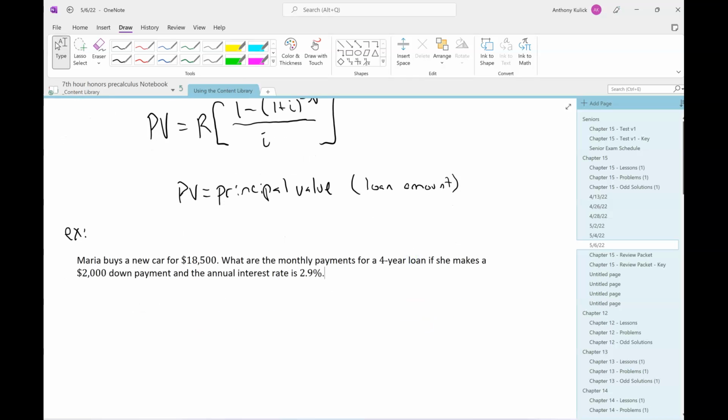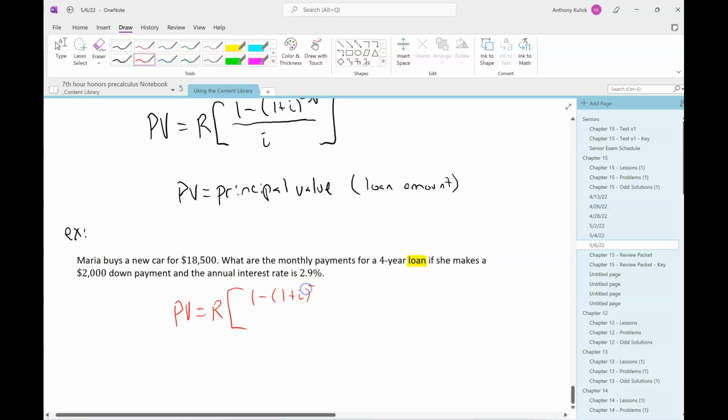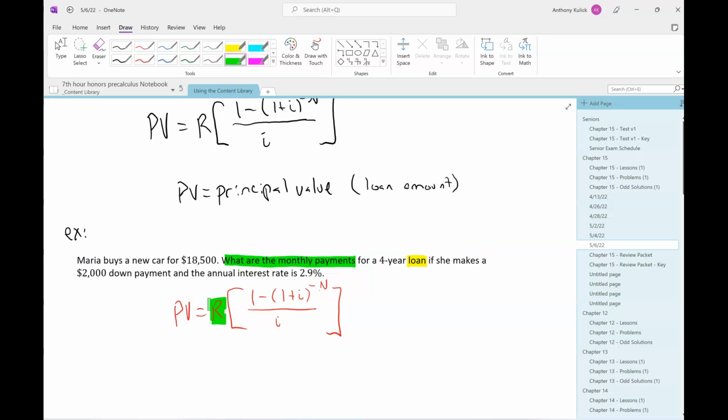Okay. So Maria buys a new car for $18,500. What are the monthly payments for a 4-year loan if she makes a $2,000 down payment and her annual interest rate is 2.9%? I hear the word loan in here, so I'm going to use the annuity formula for a loan. What are we going to be solving for in this problem? We're looking to solve for the monthly payments. So R is what we're looking to solve for. Cool with that? So let's start filling things in.